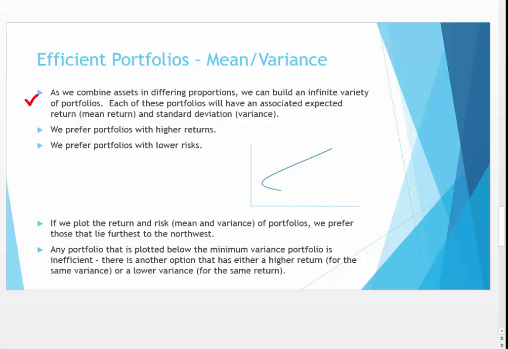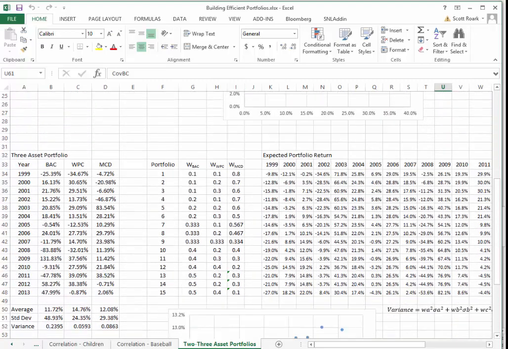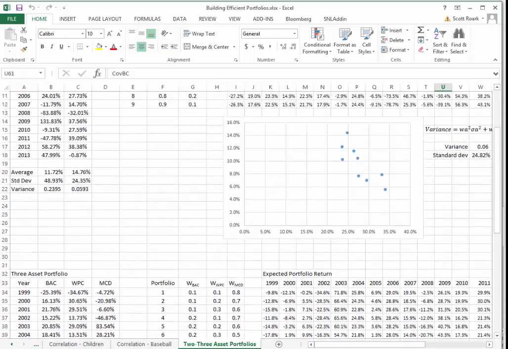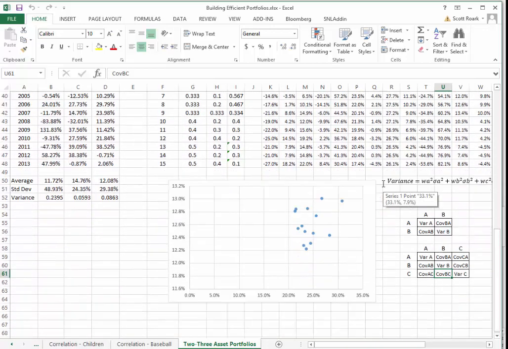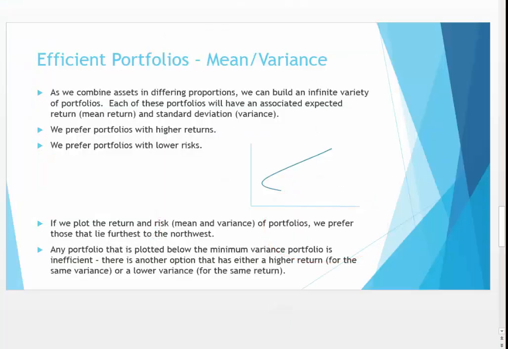As we combine assets in differing proportions, we can build an infinite variety of portfolios, and we've already been doing some of that. Over in the spreadsheet, we've not built an infinite variety, but in the first portfolio, the 2-asset portfolio, we built 9 different portfolios. And in the 3-asset portfolio, we tried 15 different varieties. And I've made the plots of the returns against the standard deviations down here in the lower graph. And so that's what we're talking about with these next points.